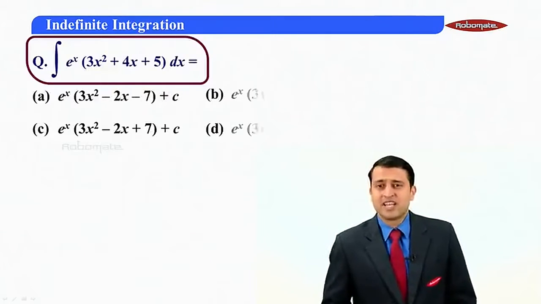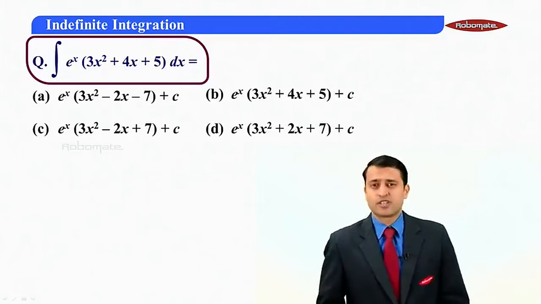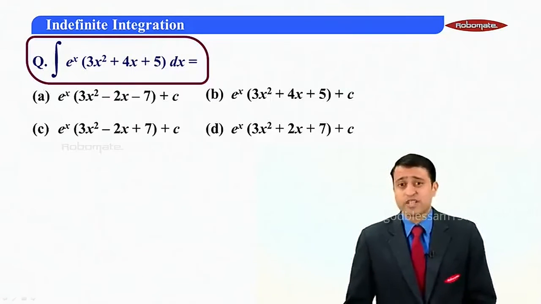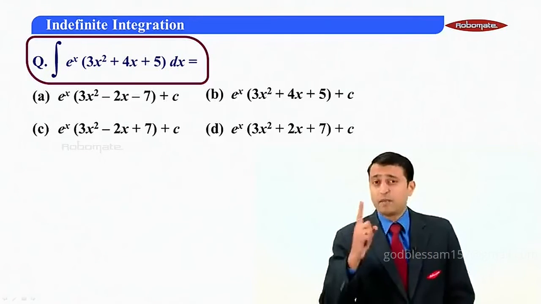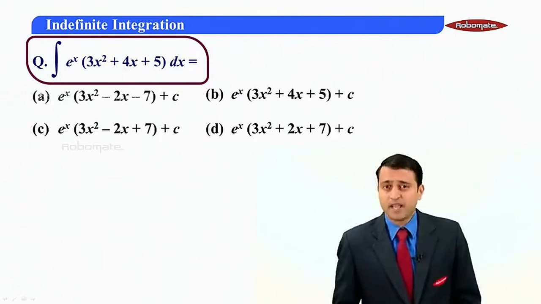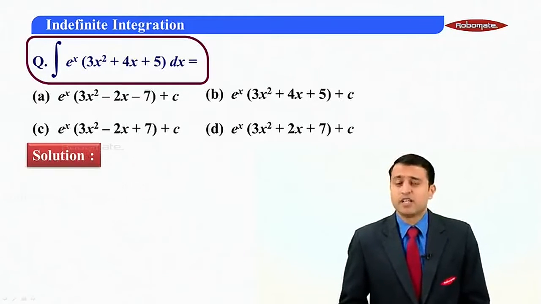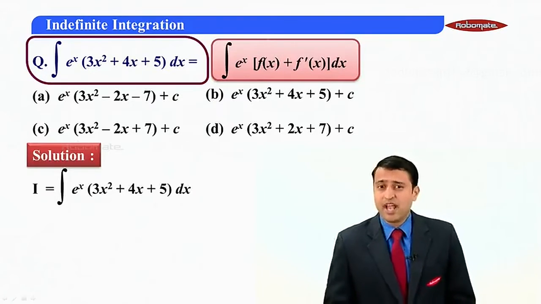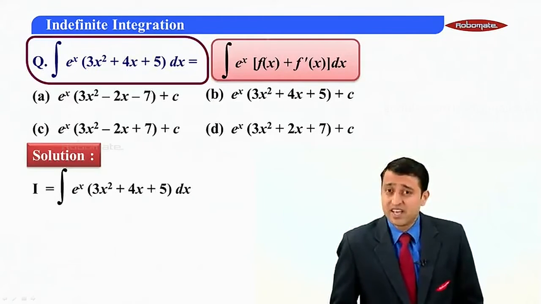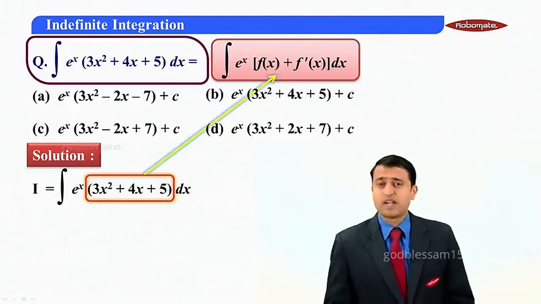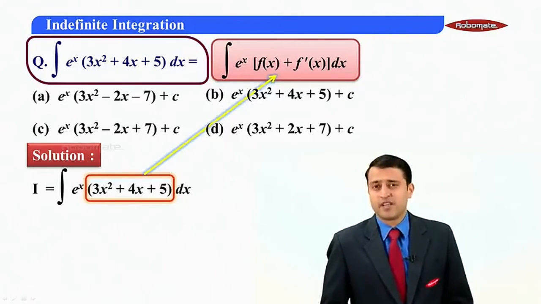Now, my dear students, let's take an entrance question. It says integral of e raised to x into brackets 3x square plus 4x plus 5 dx. Now, one method of solving this particular question is you differentiate the options and check which one will give you the question back. But we'll see the actual method. Now, here the highest power of x is nothing but 2. And what we have to do here is write 3x square plus 4x plus 5 such that it can be broken into two parts. One is f of x, the other is f dash of x.